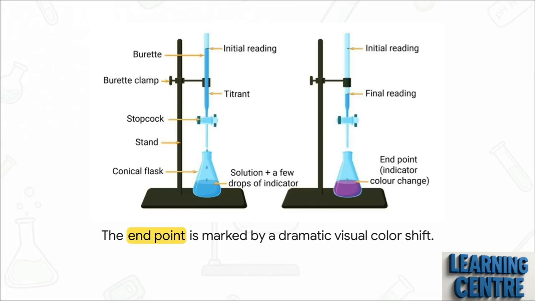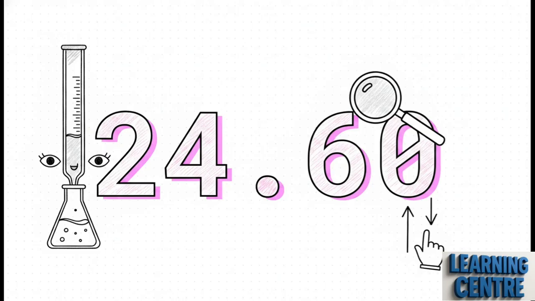For instance, if you're using phenolphthalein, it'll shift from perfectly colorless to this very pale pink. The absolute second that pale pink holds its color and doesn't just swirl away, you stop. Once you stop, you read the final volume. Let's say it's 24.60 cubic centimeters.